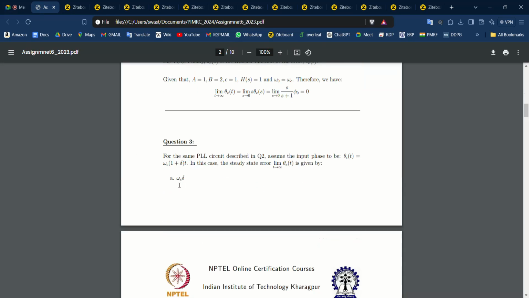Okay, for the same PLL circuit described in question 2, assume the input phase to be theta t equal to omega c into 1 plus delta t. In this case, the steady state error is given by. So the input phase is now not the free running frequency, but there is some error.